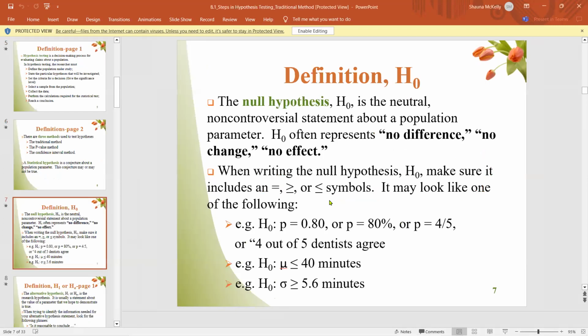These are all examples of null hypotheses. So for example, you could say 4 out of 5 dentists agree what? What do they agree about? What would you say? Four out of five dentists agree.